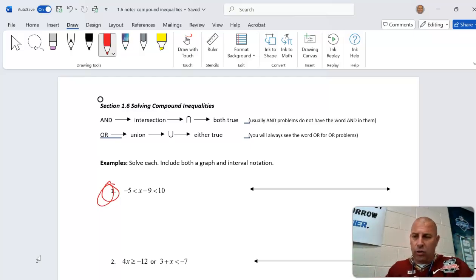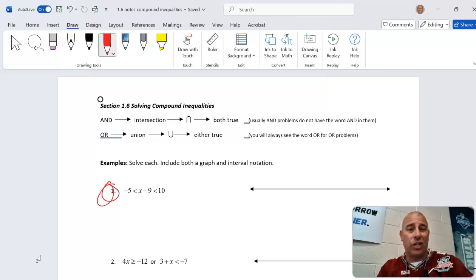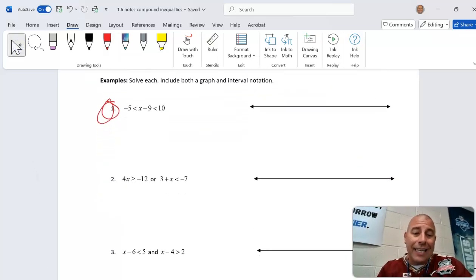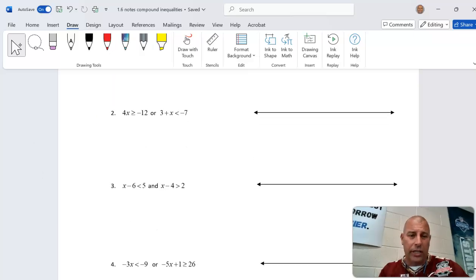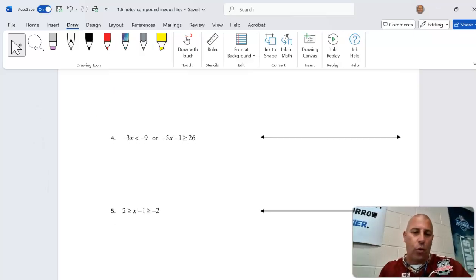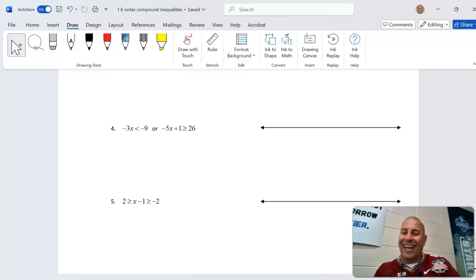Now, if you look down a little bit lower at something like question number two, you can clearly see the two inequalities. Problem three, problem four, problem five. A lot of times your compound inequalities will be written with just one statement.